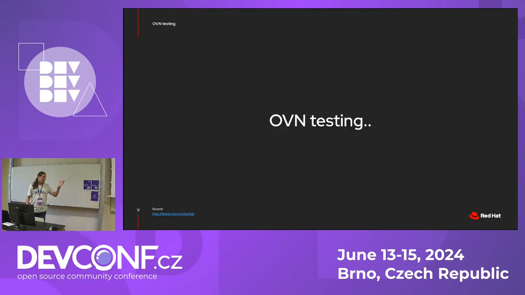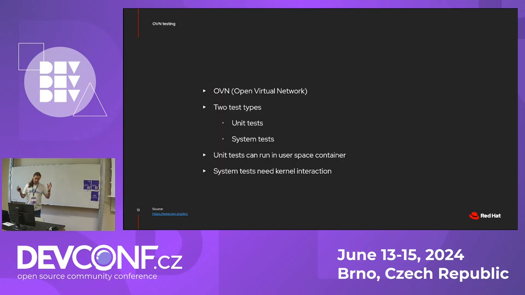Getting to the main point, the OVN testing. Just a quick word on what OVN is and what we do. OVN stands for Open Virtual Networking. It's an SDN solution that is used by OpenStack and OpenShift and some other projects. We have two types of tests: unit tests and system tests. The unit tests do not require too much interaction with the kernel. Apart from basic syscalls, like creating sockets and things like that, we don't require anything special inside of them. So this is the best candidate for the container.